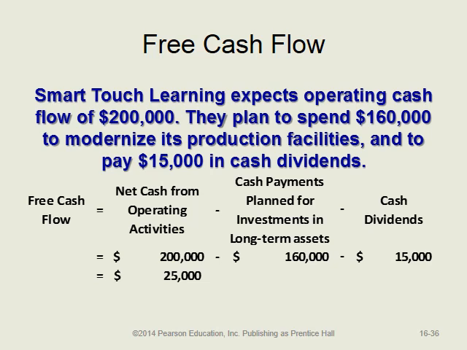Smart Touch Learning expects $200,000 in operating cash flow. Their plans are to spend $160,000 to modernize their product facilities and to pay $15,000 in dividends. So you have $200,000 minus $160,000 minus $15,000 equals $25,000 left over of free cash flow.